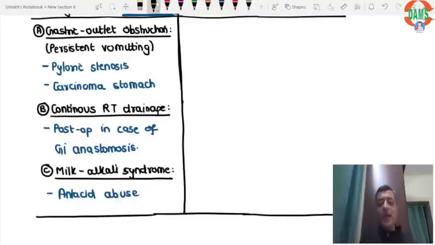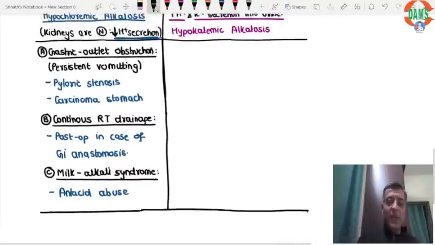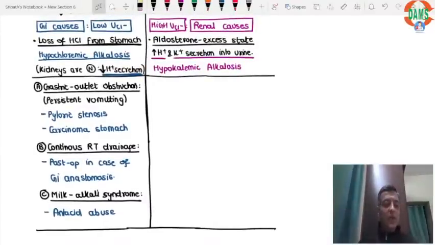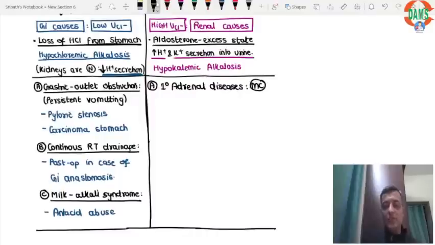So if we look at alkalosis as the big picture, it can be classified based on urine chloride into two. Urine chloride is low, GI causes. Urine chloride is high, we come to the other side. Urine chloride is high, it means renal cause. But the most common renal causes are the primary adrenal disorders, which are the most likely cause of aldosterone excess.